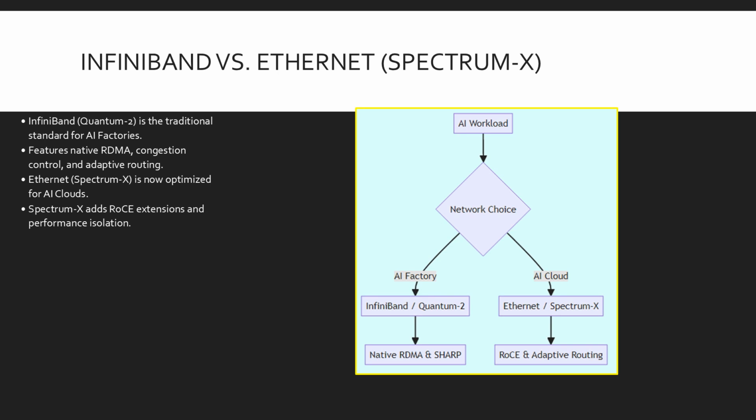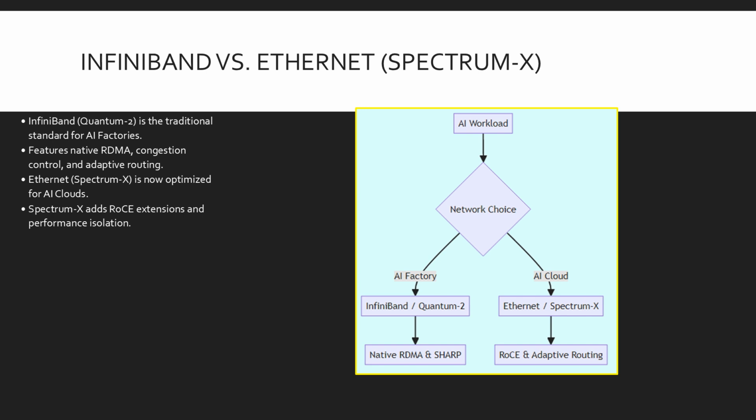You have 2 primary networking choices. InfiniBand, powered by NVIDIA Quantum-2 switches, is the gold standard for dedicated AI factories due to its native ultra-low latency and in-network computing capabilities. However, modern AI clouds often prefer Ethernet. The NVIDIA Spectrum-X platform adapts Ethernet for AI by adding extensions for RDMA over Converged Ethernet, RoCE, adaptive routing, and noise isolation, bringing InfiniBand-like performance to standard Ethernet infrastructure.